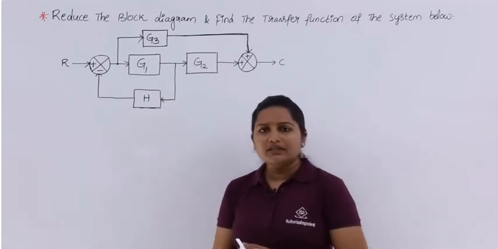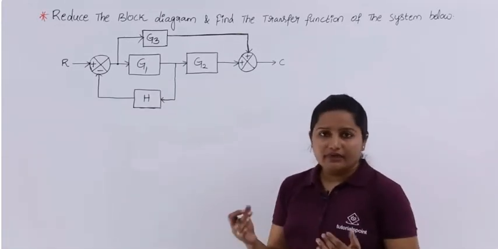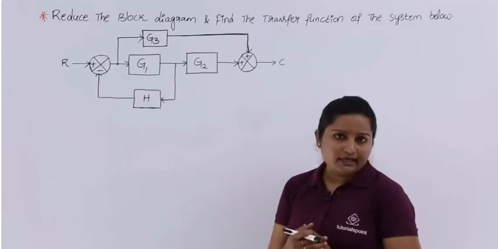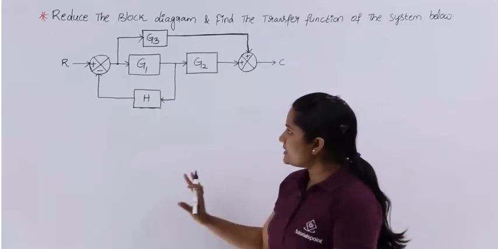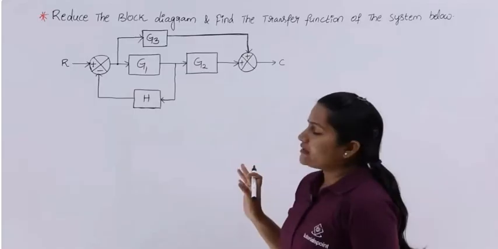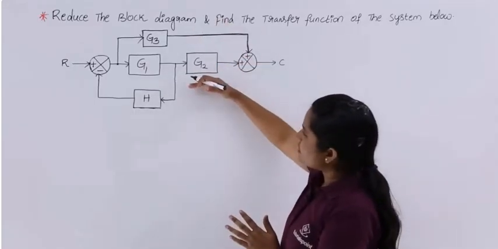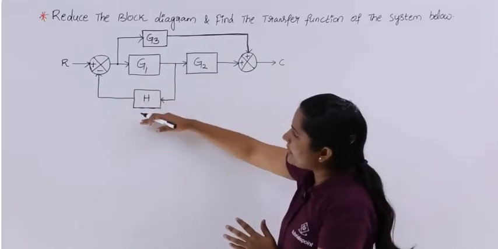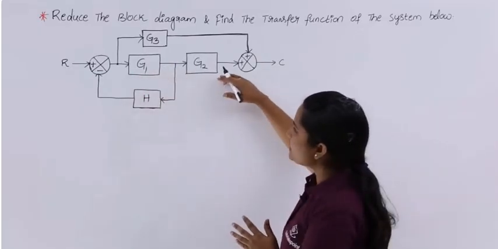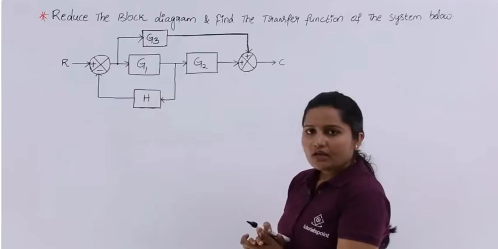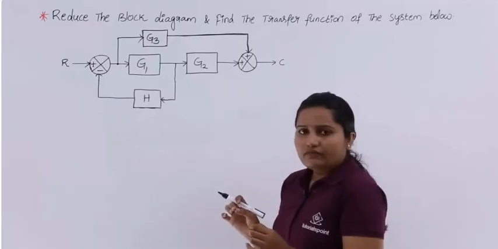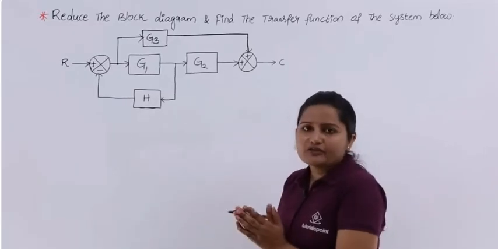Coming to the reduction, in the last class itself we got some rules for block diagram reduction. So here you can see how we can reduce. By observing, we have some parallel blocks, some feedback path, and some series. Which path do we need to reduce first?